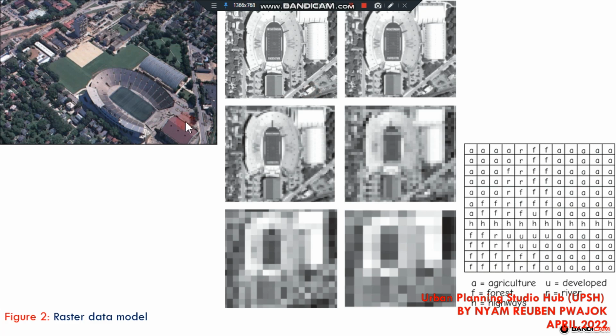Now, after understanding the raster, this is now a raster. Know that any image is a raster image. Okay, any image is raster data. As far as an image is raster data, you can see it here. This is actually what we call raster data.